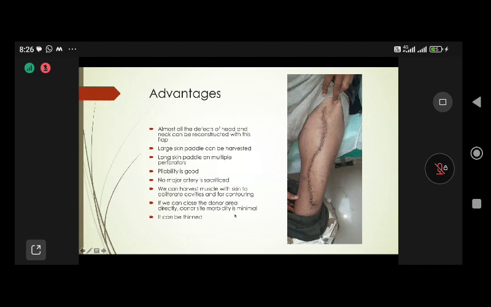Advantages are almost all the defects of head and neck can be reconstructed with this flap. Large skin paddle can be harvested. Long skin paddle on multiple perforators can be harvested. Pliability is good. No major artery is sacrificed. We can harvest muscle with the skin to obliterate cavities and for contouring. If we can close the donor area directly, donor site morbidity is minimal and it can be thinned.